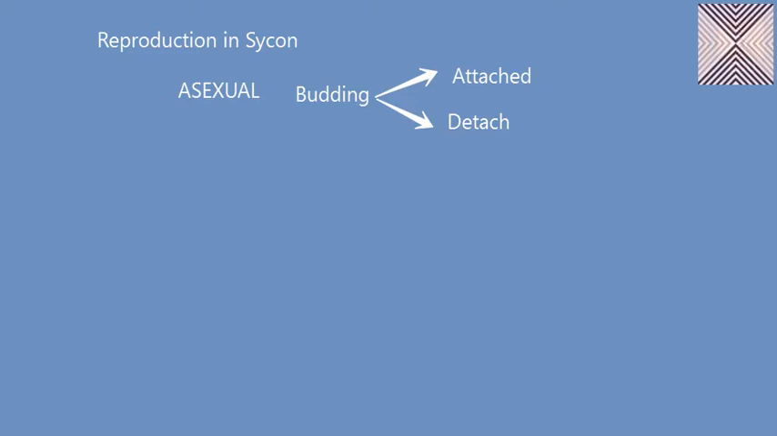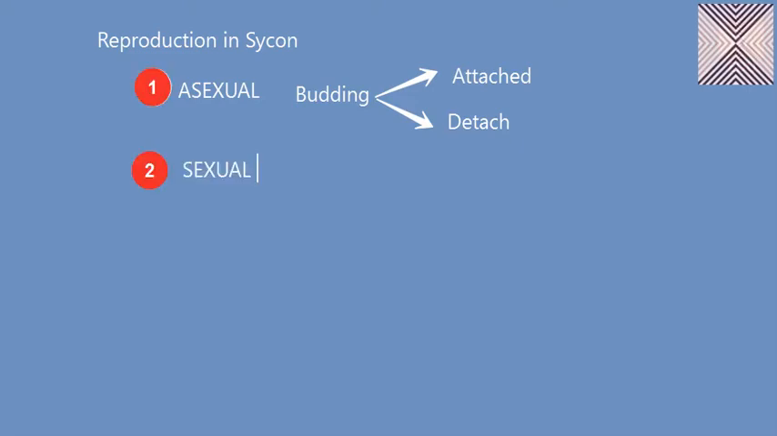So this is a kind of asexual type of reproduction. It involves only a single individual. A bud will be formed, that will be an outgrowth, and that outgrowth can remain attached to the parent Sycon, or it can detach itself to make a new Sycon. So this is the very first type of reproduction, that is the asexual reproduction.